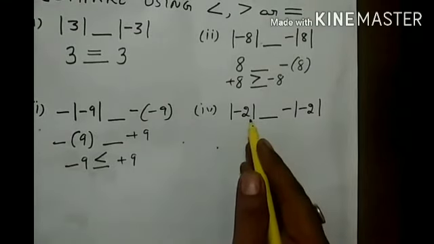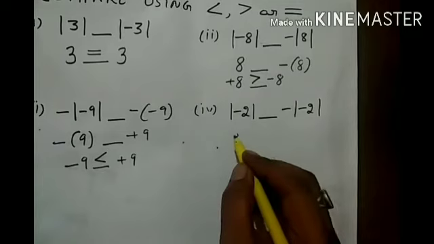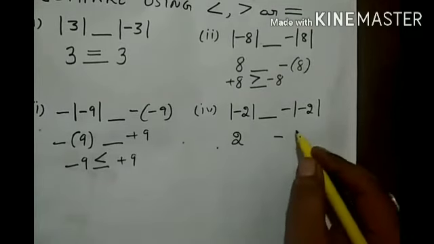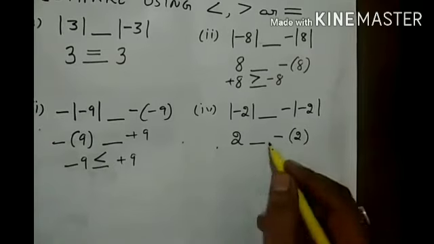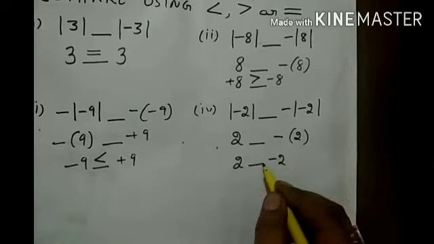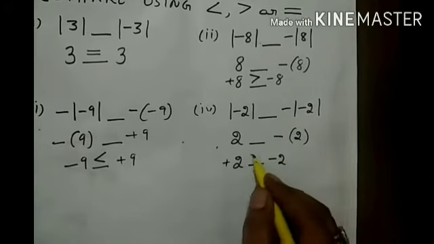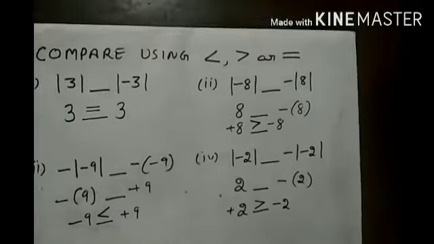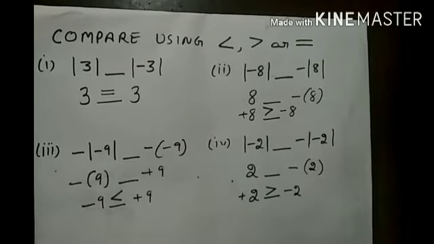Absolute value of negative 2 is 2 and minus, and absolute value of minus 2 is only 2. So this is 2 and this is minus 2. So which is greater? This one is greater. So in this way we have learned how to compare the questions regarding absolute value, where the comparison is being given to be done.